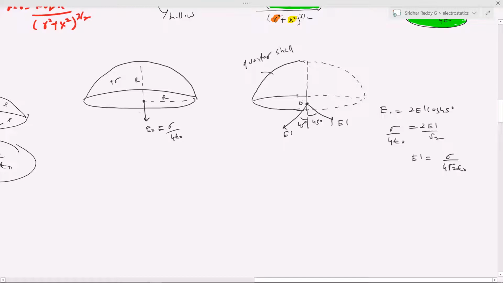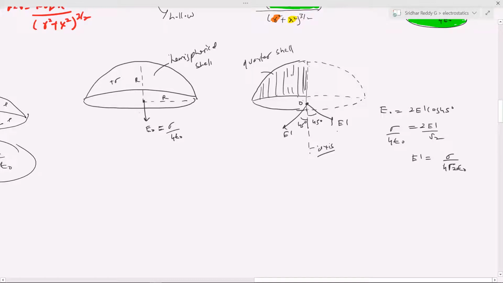Now why cos 45? It is because the resultant field at point O is along the axis of the shell. So the field produced by this quarter shell should be equal to the field produced by the other quarter shell, and it will make an angle of 45 degrees with this vertical line, or better call it the axis. So what will be the resultant field at point O due to the full hemispherical shell? So this is, we'll call it, the hemispherical shell.